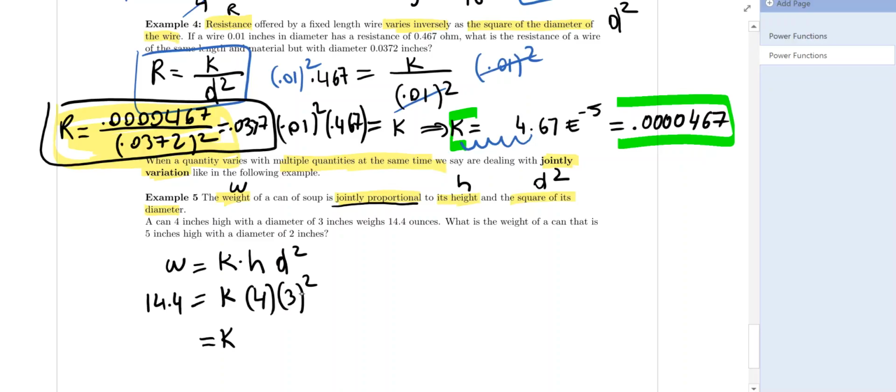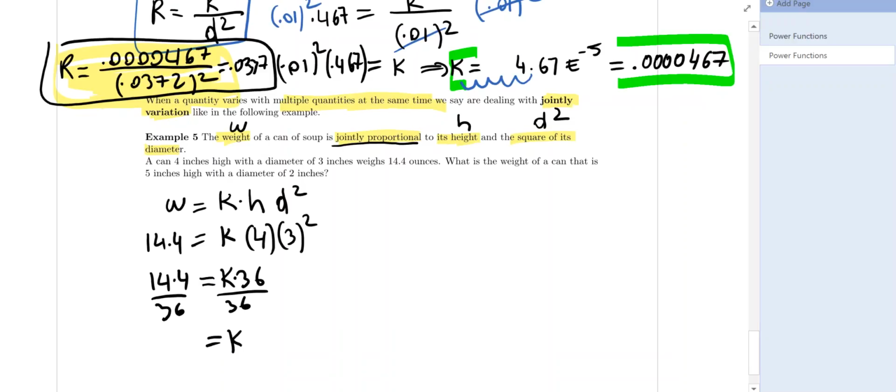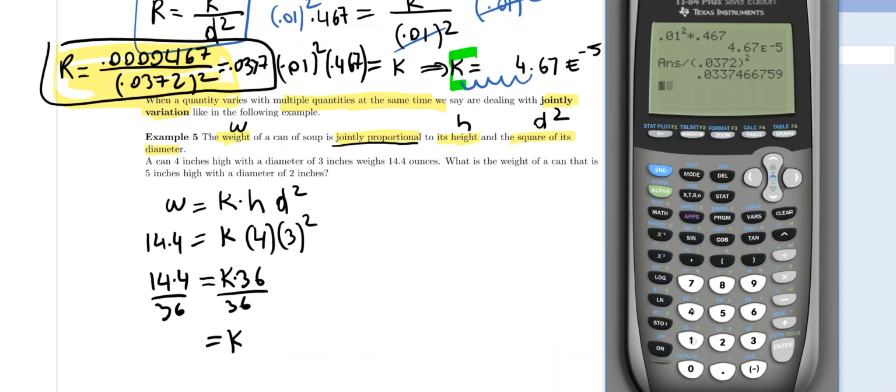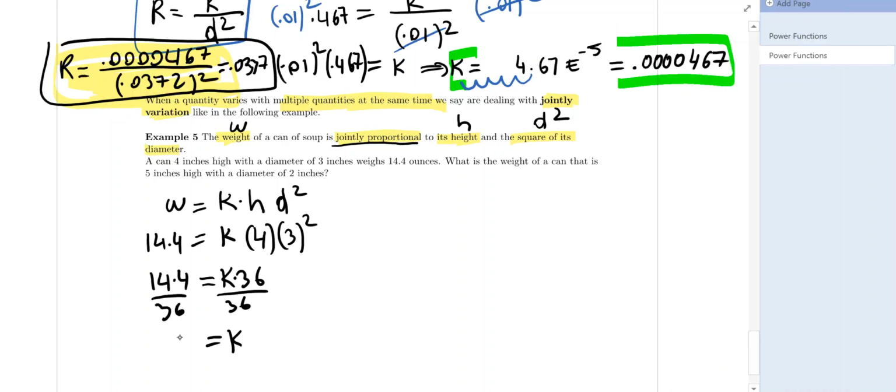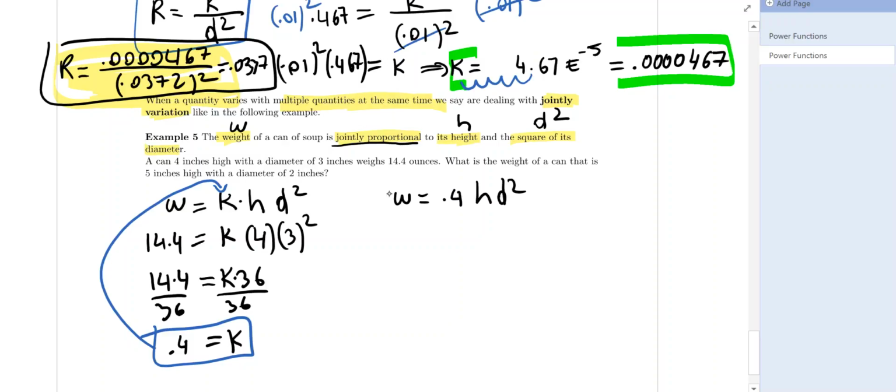So 3 squared, that's 9, times 4, that's 36. So if I divide by 36 both sides, I get that k equals 14.4 divided by 36, so 14.4 divided by 36, it's 0.4. Okay, so now that I have k, I go back and plug it into the formula and rewrite the formula. So the weight equals 0.4 times the height times the diameter squared.